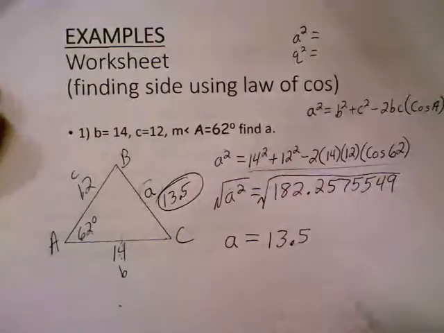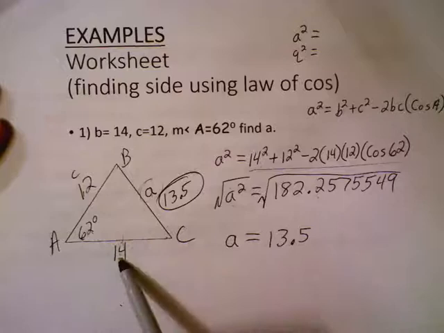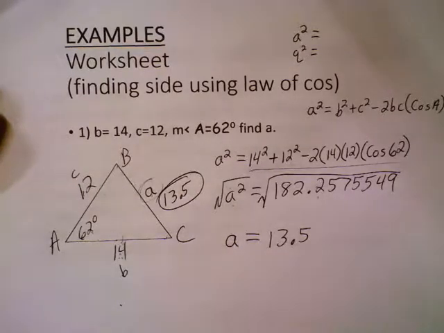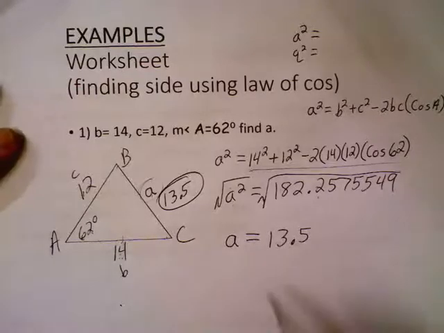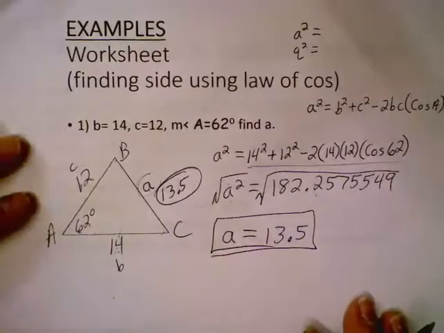You can check to make sure that your answer sort of makes sense. Remember, we had some rules where two sides must add up to be more than the third side. So as long as that works, it's probably a sensible answer. That's how you find a side if you're using the law of cosines.